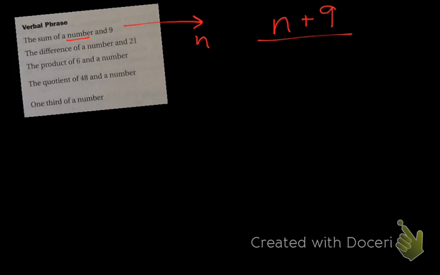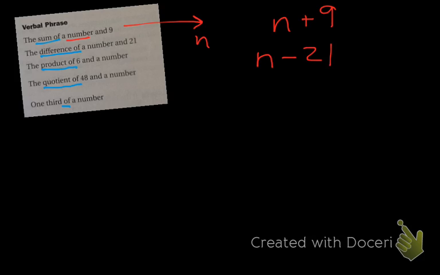The difference of a number and 21. Now this line might get confusing. It's not going to be a fraction, so I'm going to take that away. The difference of a number and 21 would be n minus 21. Okay? So we've got sum of, difference of, about to do the product of, the quotient of, and then this bottom one is just of. We'll get to that in a second.